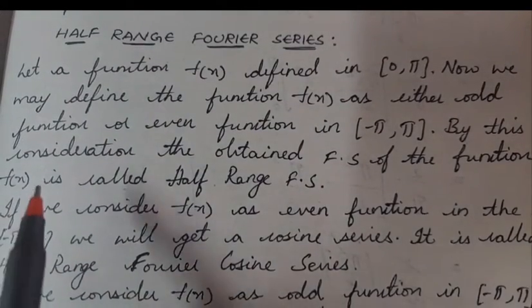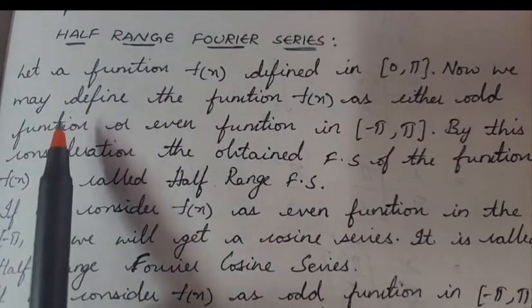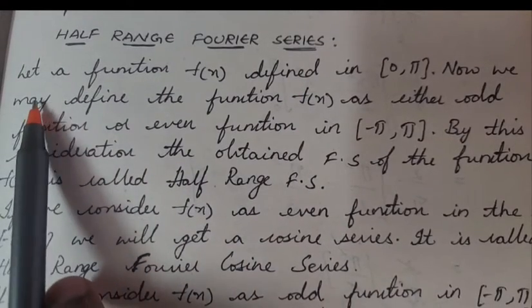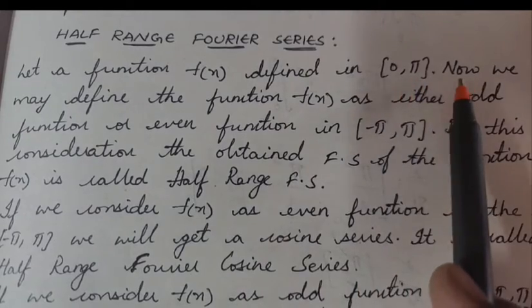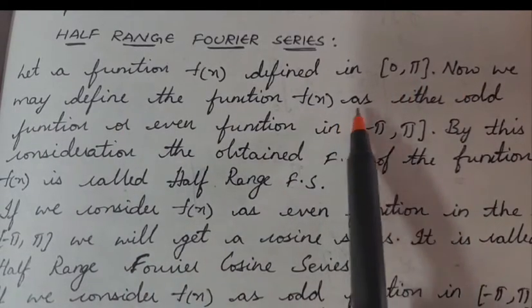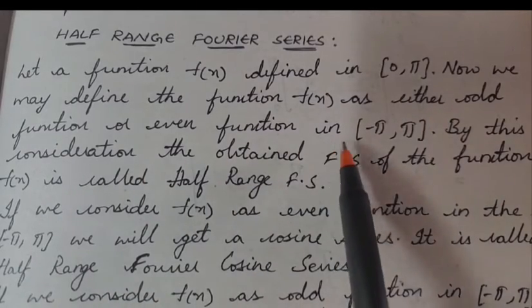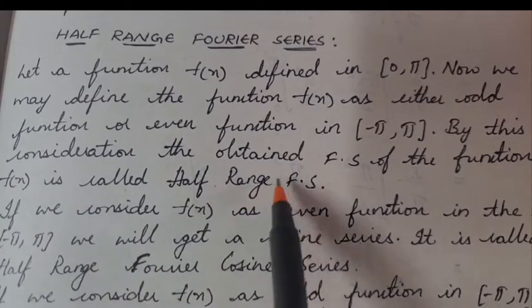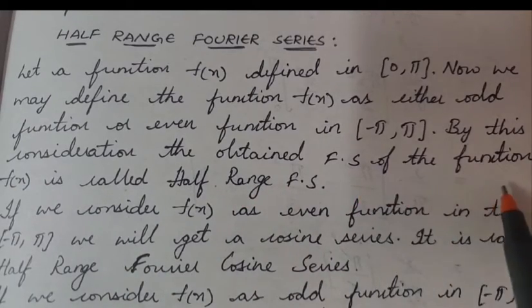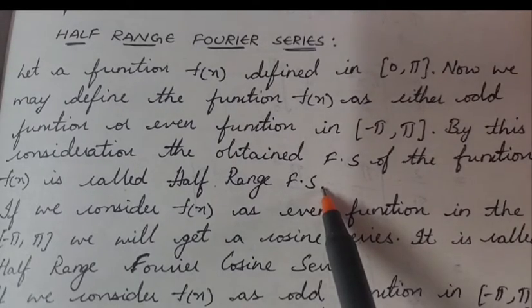Hi viewers and students, this is the half-range Fourier series definition. Let a function f of x be defined in the closed interval 0 to pi. We may define the function f of x as either an odd function or an even function in minus pi to pi. By this consideration, the obtained Fourier series of the function f of x is called the half-range Fourier series.